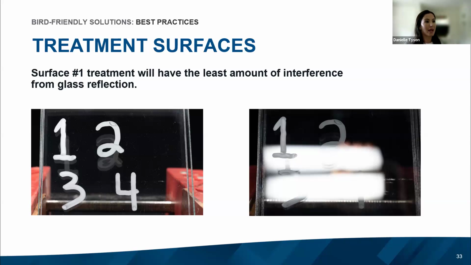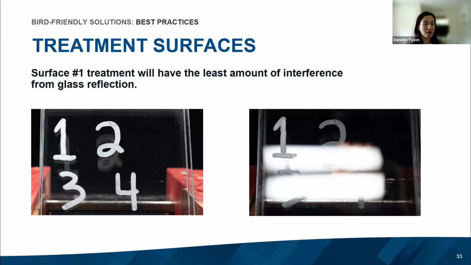When you're looking at samples at your desk or in your conference room and you're reviewing them with a bird-friendly deterrent on them, you're going to easily be able to see the pattern no matter what surface it's on, whether it's on 1 or 4, easy to see. Moving to the right, when a light source is introduced, like the sun, when the glass is installed on the building, number one is still super visible, mostly seeing number two as well. But surfaces 3 and 4, now we're no longer able to see the markered numbers on surface 3 and 4.